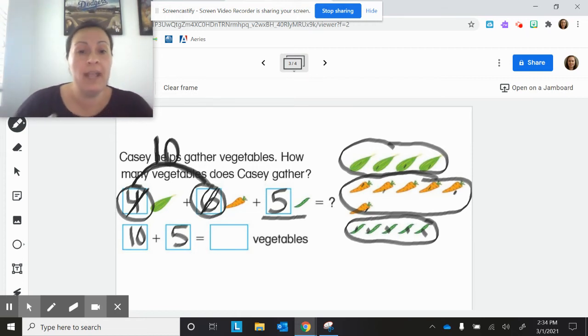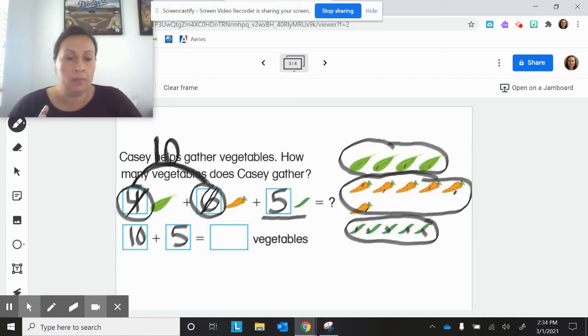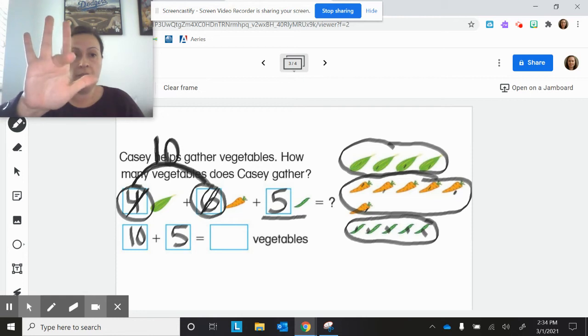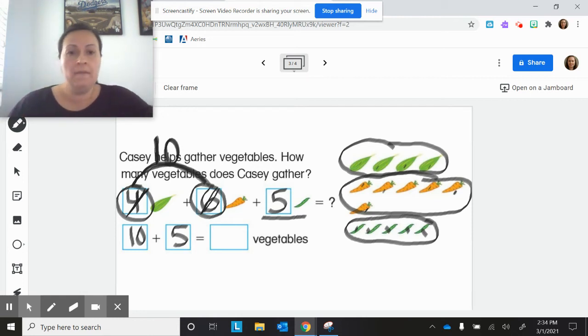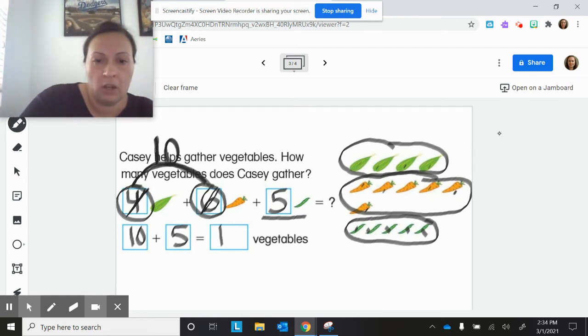So now to figure out how many we have in all, because we added the corn and the carrots, they gave us 10. Let's add the peas to that. 10 plus 5, we're going to tap ourselves with 10 and count 5 fingers. 10, 11, 12, 13, 14, 15. 15 vegetables in all.